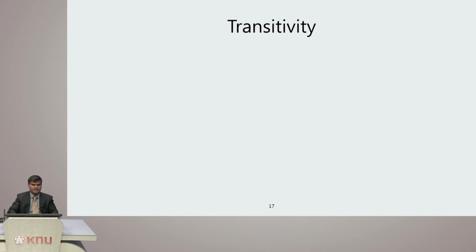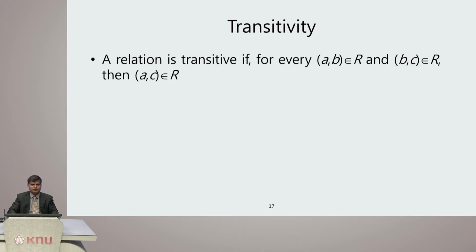Okay, coming to transitivity, it is a similar principle to what we have seen earlier when we talked about Boolean relationships. A relation is transitive if for every (A, B) an element of R and (B, C) an element of R, then (A, C) is an element of R. So if A is less than B and B is less than C, then A is less than C. That's the relationship that we talk about in transitivity.